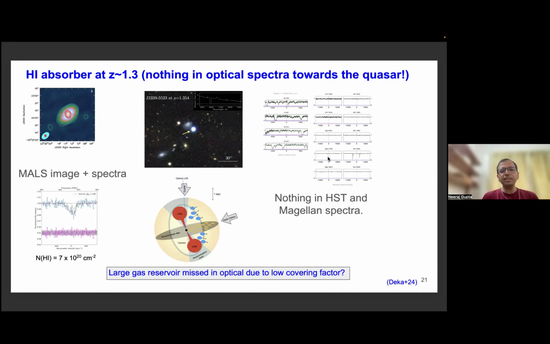To some extent, this can be explained by misalignments between radio and optical sightlines, because we know that radio sources can be more extended. But a bigger question that can be answered by looking at such objects through a blind search from MALS is how many such absorbers we may have missed in the optical surveys, and that can tell us something more about the immediate environments of these powerful radio sources.